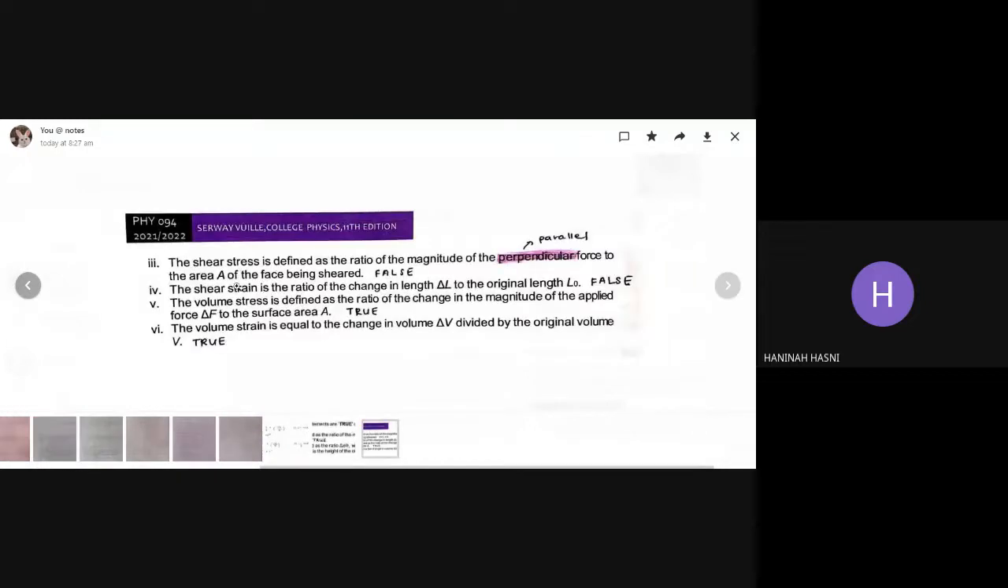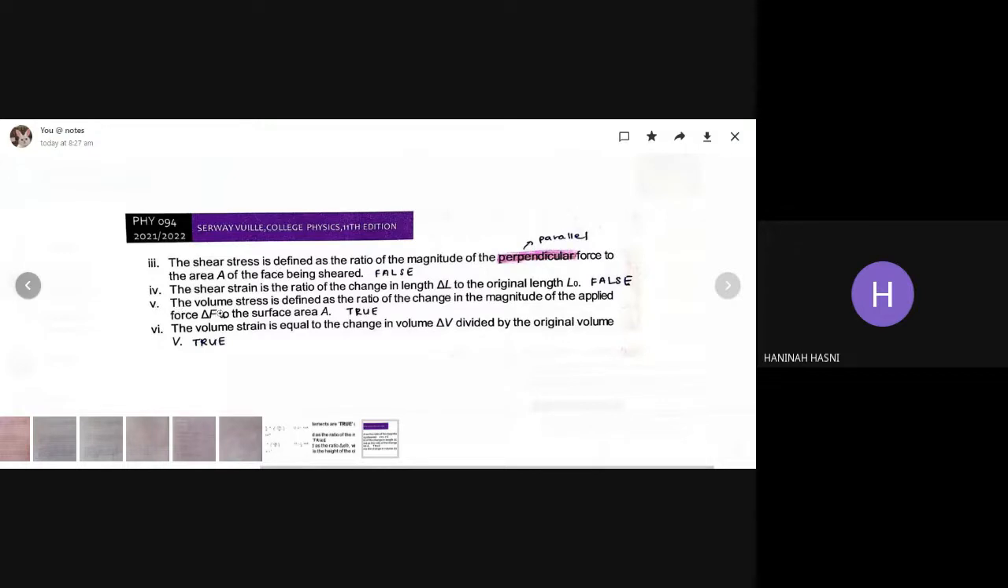And then third one, the shear stress is defined as the ratio of the magnitude of the perpendicular force to the area of the face being sheared. So yang ni false sebab definition dia patutnya parallel bukan perpendicular. The fourth one, the shear strain is the ratio of the change in length to the original length. False. Yang ni definition untuk tensile strain.